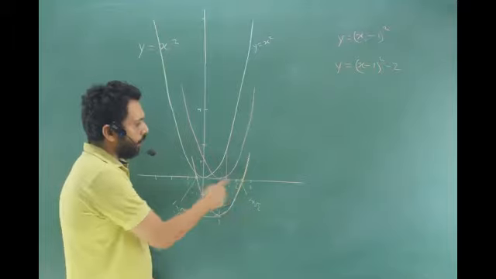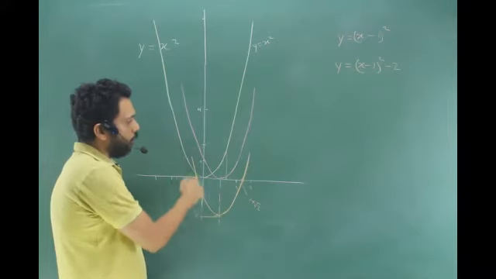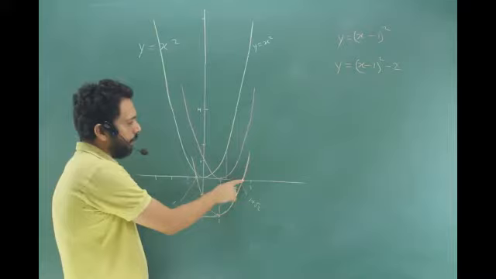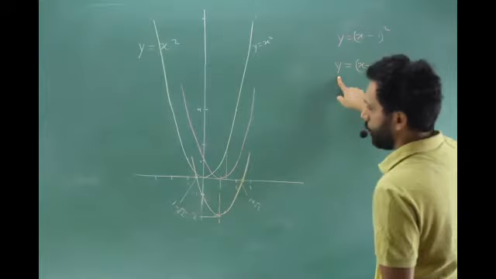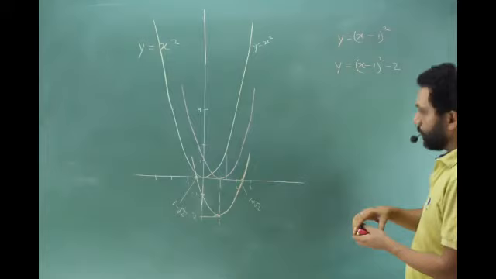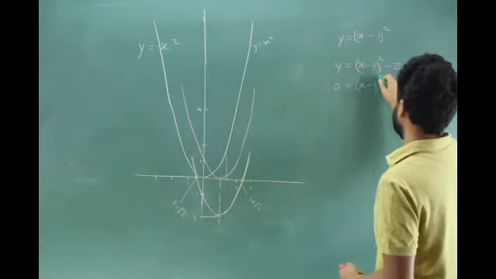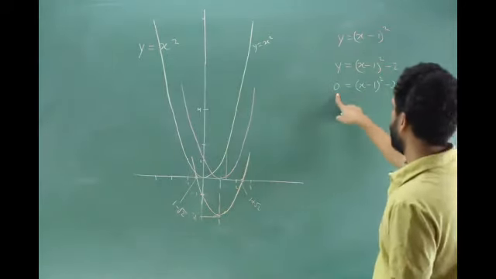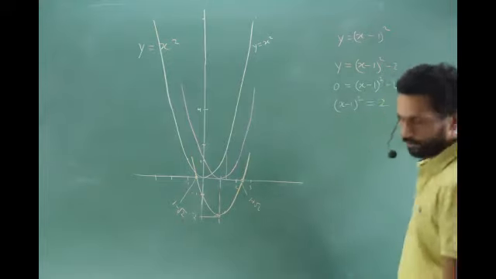So, how to get it? It is quite easy. This orange graph: what value of x is going to make the orange graph height, which is y, 0? You will say, let us put y as 0 and check what value of x will make y 0, right? So when you put y equal to 0, what do you get? You get (x minus 1) whole square is equal to 2, right?